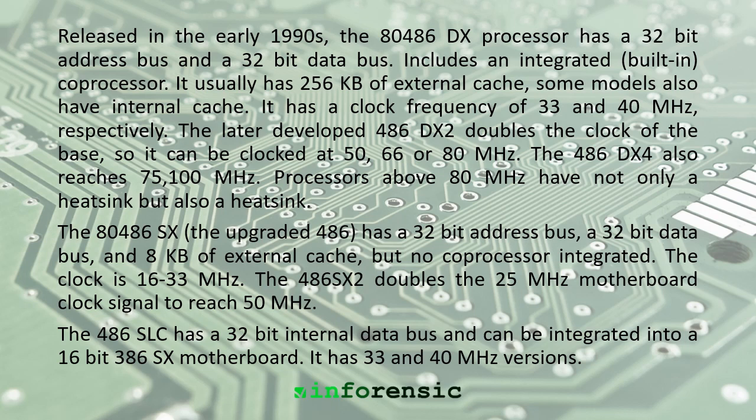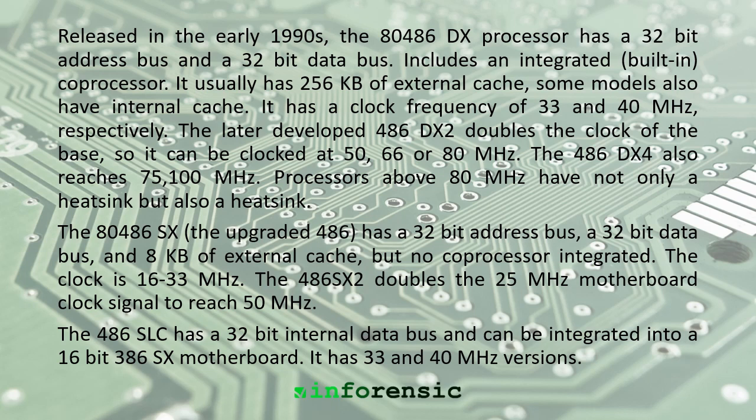The later developed 486DX2 doubles the clock of the base, so it can be clocked at 50, 66 or 80 MHz. The 486DX4 also reaches 75 and 100 MHz. Processors above 80 MHz have not only a heat sink, but also a fan.